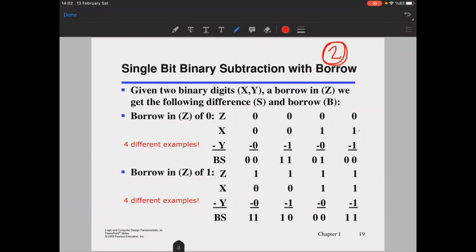Okay, I'm trying to subtract one from zero here. Is it possible? No, I need to take debt. And I take debt from my neighbor, and this one becomes two now. And 2 minus 1, I need to pay my debt first because I had a debt before, it would be 1. Then I subtract 1 from 1, it would be 0 here, but I assign a debt to my neighbor.